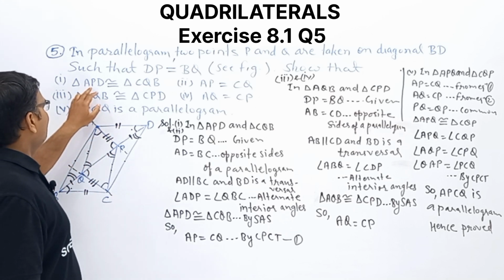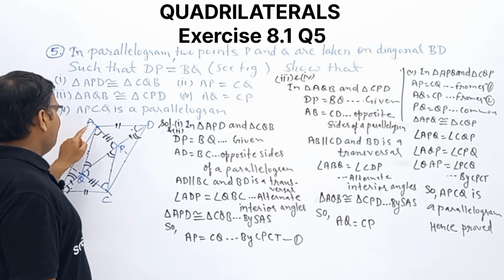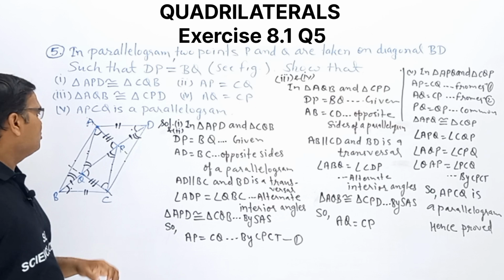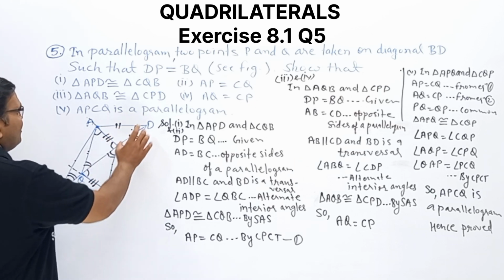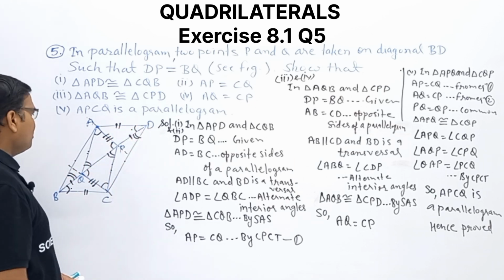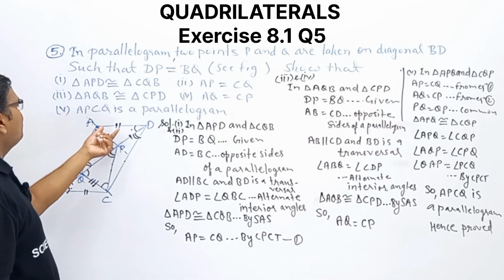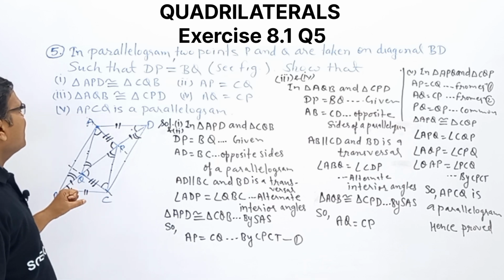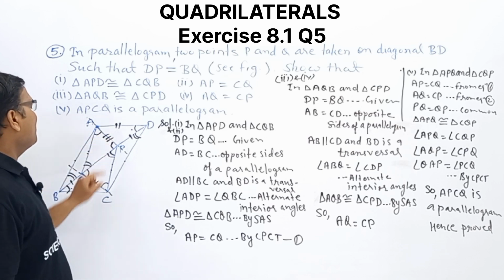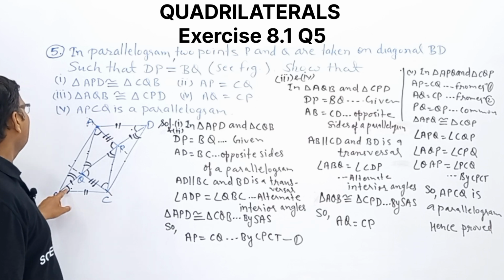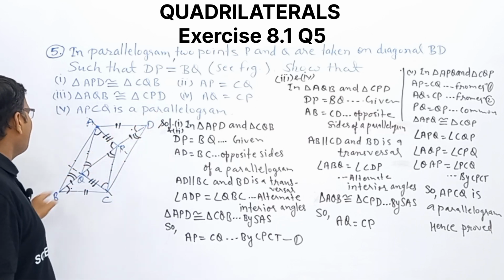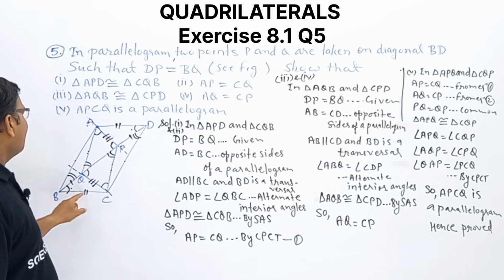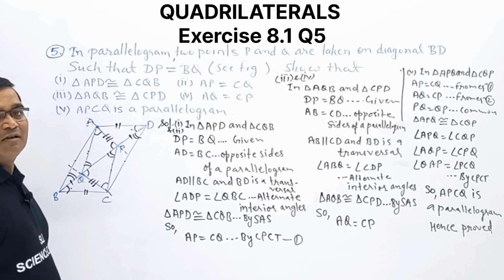Now we want to prove these things. So first one, triangle APD is congruent to triangle CQB. In these two triangles we want to prove congruent. DP equal to BQ given in the question. Another thing, BC equal to AD, because they are parallel opposite sides of a parallelogram. Opposite sides of a parallelogram will be equal, and these are two parallel lines, and this is transversal. It means this angle equal to this one. So by using side angle side congruence rule, we proved that these two triangles are congruent.